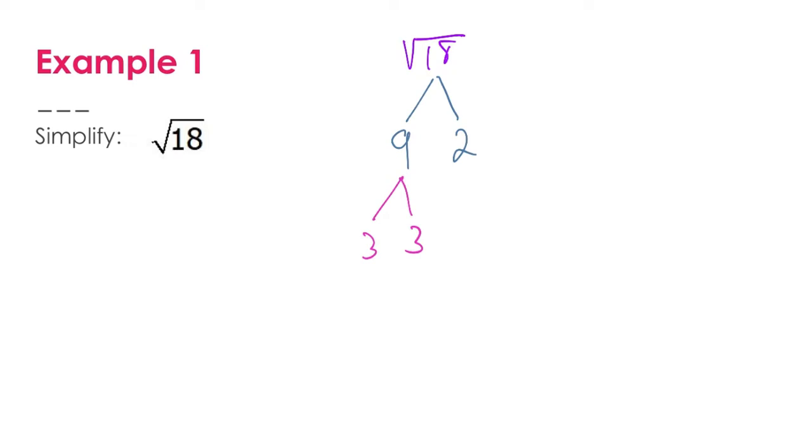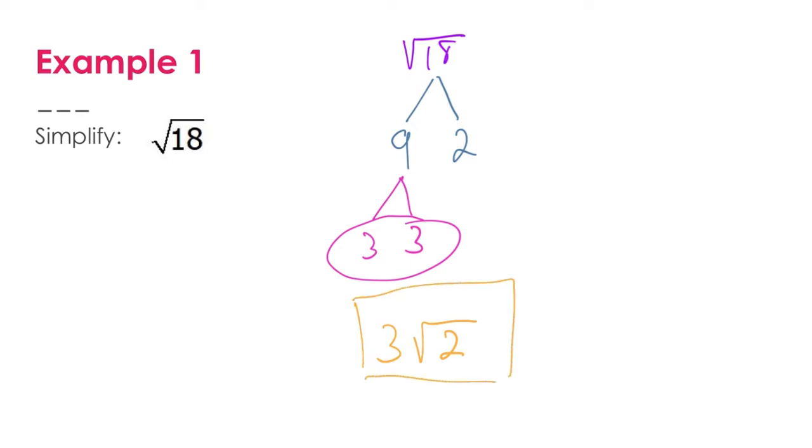So now I have to start circling my groups. So it looks like I have a pair of 3's here, and I have a 2 all by itself. So the 2 is going to stay underneath the radical. So I'm going to have the square root of 2 here. And the 3's are going to come on the outside. So my simplified answer is 3 times the square root of 2. So this is my final answer. This is as far as I can go.